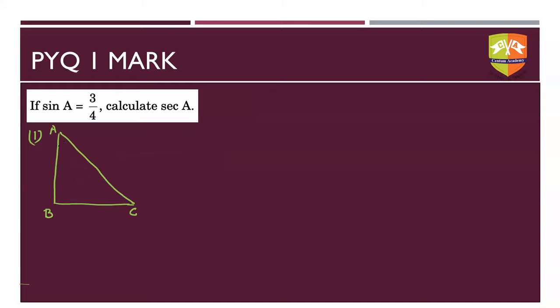This is sine A. This angle is theta. Now 3/4, so this has to be 3 and this has to be 4. So what will this be? Simply 4 square minus 3 square, 16 minus 9, root 7. Don't forget the root. So what is the question? Secant A is hypotenuse over base. So secant A is 4 divided by root 7. Is that okay? This is one.